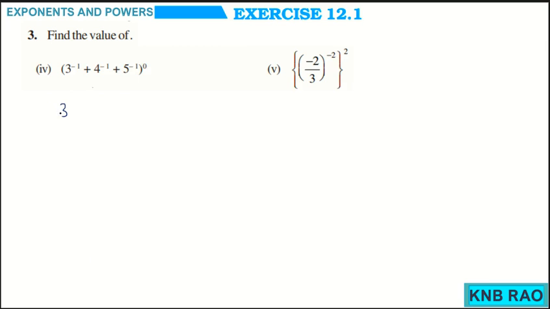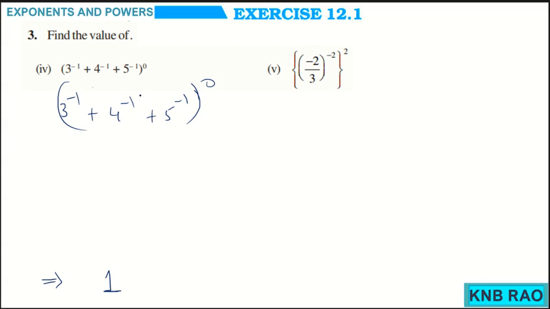Next, coming to the fourth sub question. See children, (3 power minus 1 plus 4 power minus 1 plus 5 power minus 1) whole raised to the power 0. Without doing much here, we can straight away say this answer must be 1. Why? Because let the base be any number, we need to check whether we are going to get 0 as a base or not.